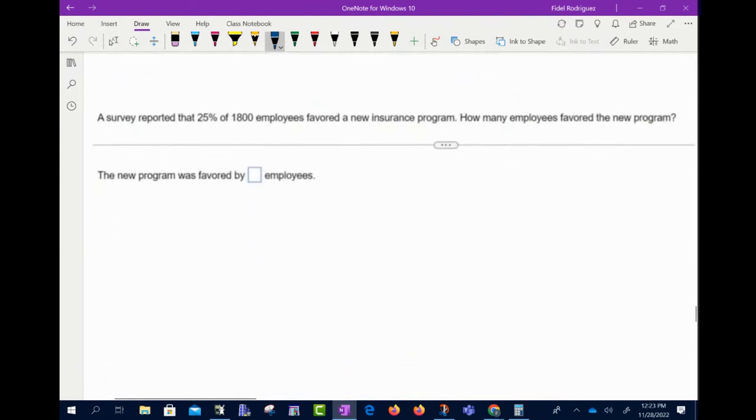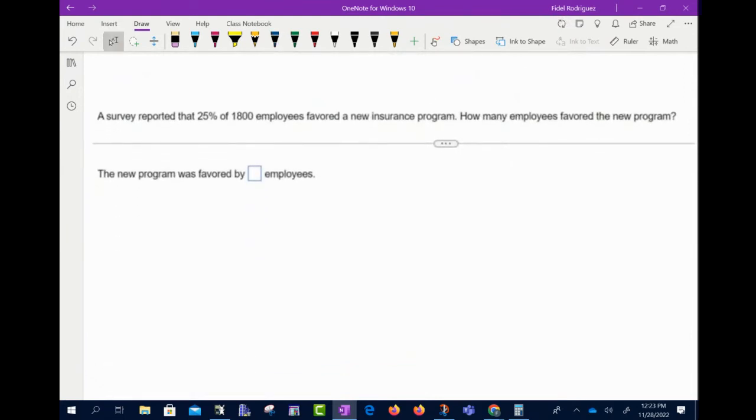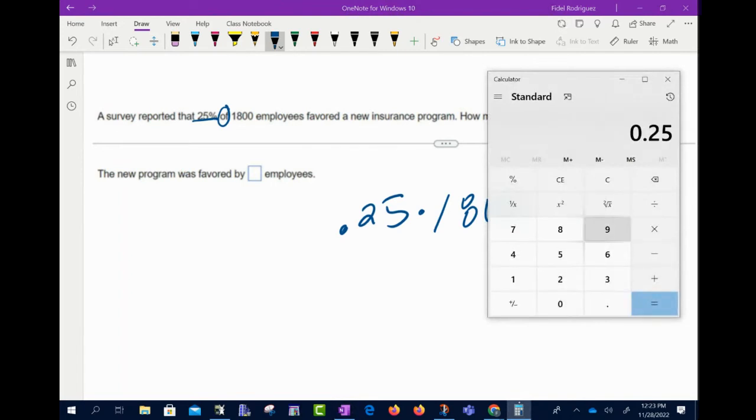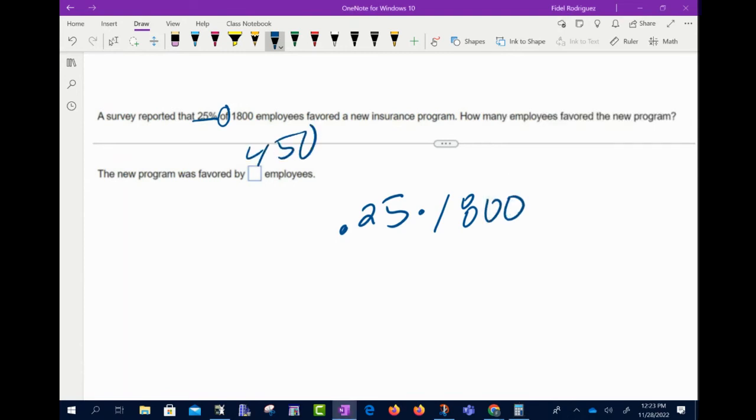Okay. Let's take a look at the next one. It says, a survey reported that 25% of 1,800 employees favored a new insurance program. How many employees favored the new program? Okay, 25% as a decimal, y'all, is 0.25. Remember, the word of means to multiply. Multiplying it by 1,800. So 0.25 times 1,800 is 450. And that's the number that I'm putting right there.